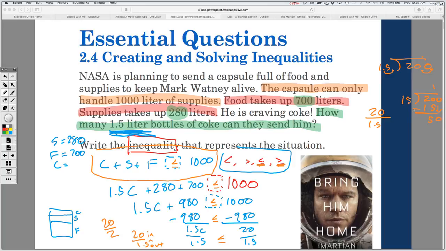13 bottles, okay? That does not change anything above here. It just changes the answer. So C is less than or equal to 13 is your answer now. But it does not change your equation, what we started with. So that part's okay.